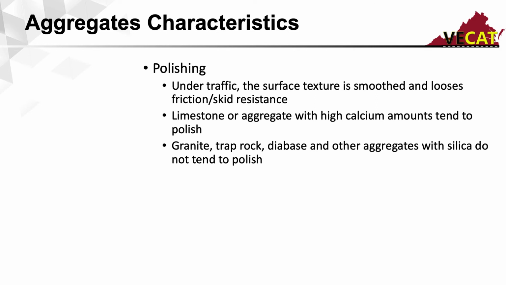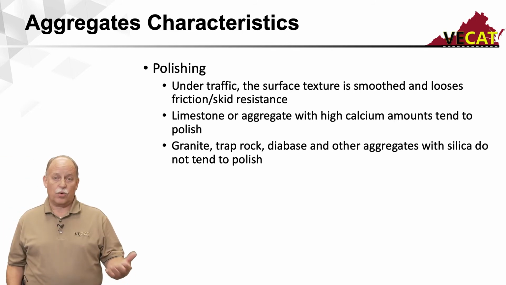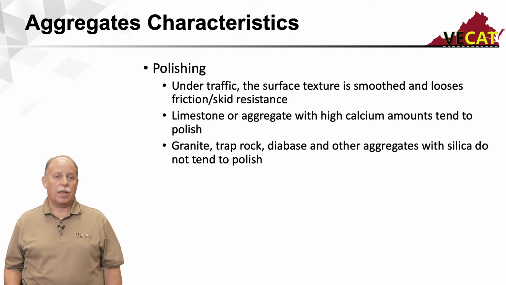Polishing. Under traffic, the surface texture gets smooth or loses friction or skid resistance. When our aggregates polish, they tend to get smooth, and therefore you're not going to have that skid resistance you need for safe travel of our traveling public.